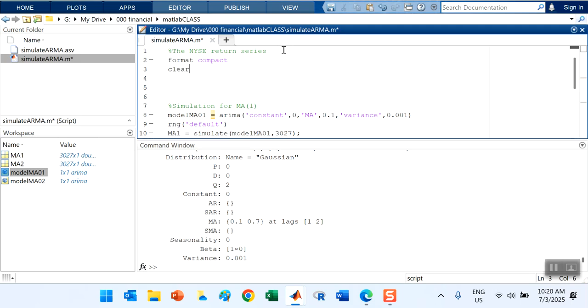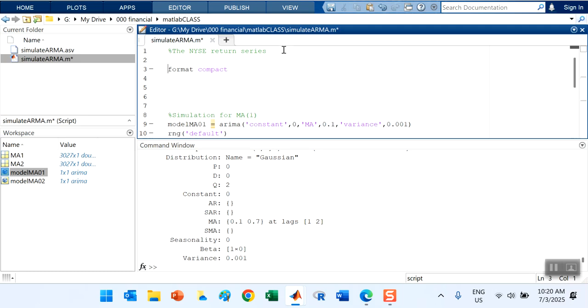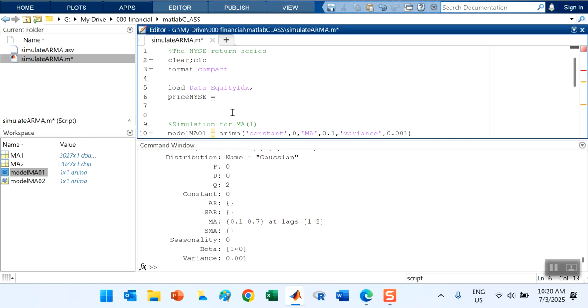So let's say we clear every time. We just clean up the values, clearing not only the workspace but also the command window, both of these. Therefore, the latest value will be loaded. So we just load the data. You still remember this from the early class. Equity IDX. So load this one, then you have the price of NYSE, isn't it? So this is from the data table, if you still remember, .NYSE.